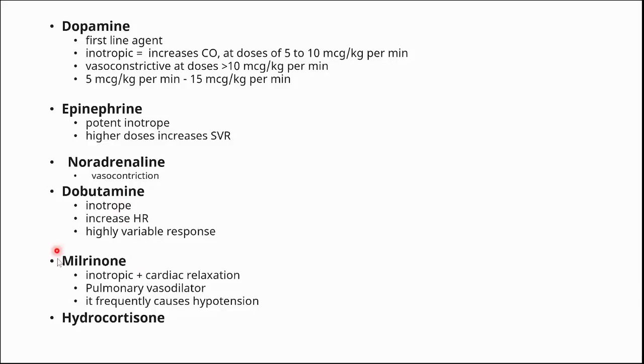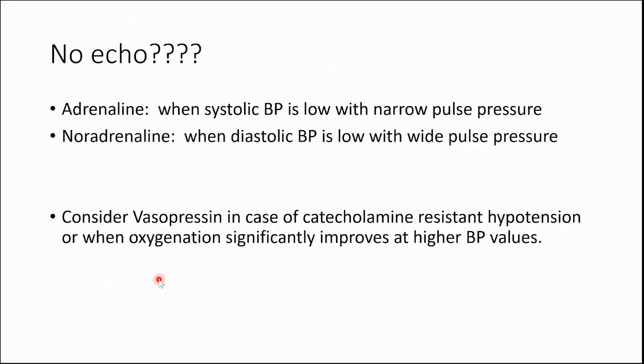And one other helpful drug is milrinone. It has a beautiful inotropic action and it has a pulmonary vasodilator effect as well. So it's very beneficial in the management of PPHN, and we'll discuss this later. And then we all have hydrocortisone, which will come and save us when we have run out of all other options.